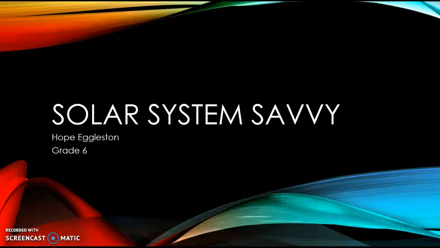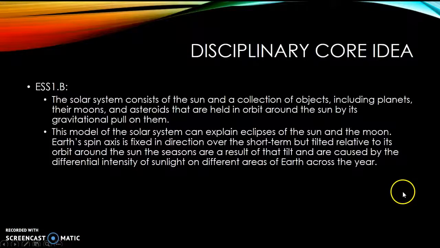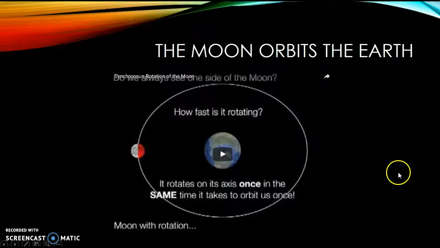Okay, we're going to look at a couple of videos now that are going to explain a little bit more about what we saw in our demonstrations yesterday. So this is a video that's going to show us how the moon orbits the Earth, and specifically whether or not we see the same side or different sides of the moon as it goes around the Earth.